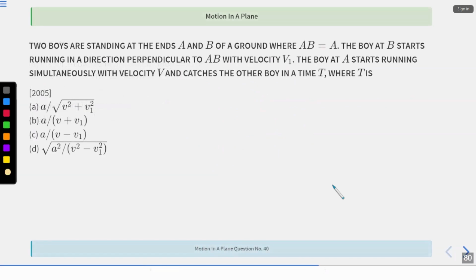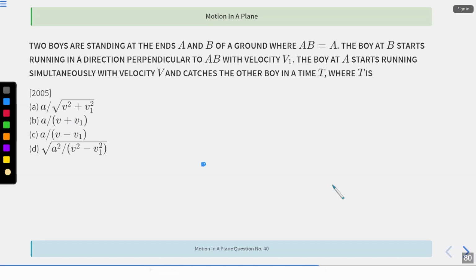Let's move on to the next question. Two boys are standing at the ends A and B of a ground where AB is equal to A. The boy at B starts running in a direction perpendicular to AB with velocity v1. The boy at A starts running simultaneously with velocity v and catches the other boy in time t, where t is. Okay, so this seems very confusing, but it's not really.